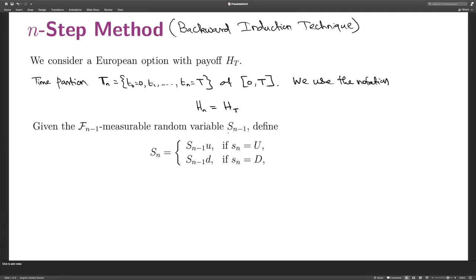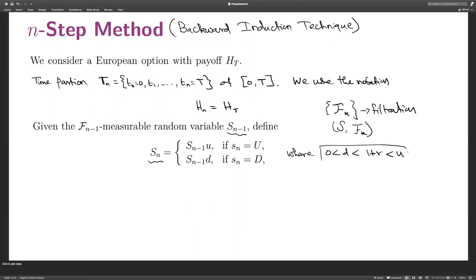See, the stock price S_{n-1}, which is only known at time t equal to T_{n-1}, can be considered as a random variable defined on the probability space with sigma field F_{n-1}. Remember, the collection of sigma fields Fk is a filtration, right? So once you consider the random variable S_{n-1} and define the random variable Sn in this way, where u and d are such that 0 < d < 1 + r < u. This no arbitrage assumption is always assumed.